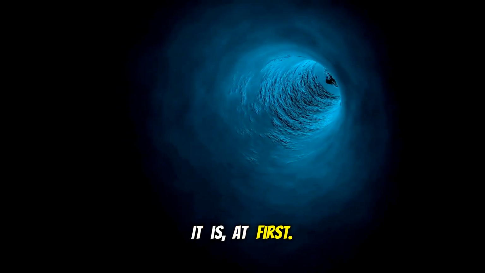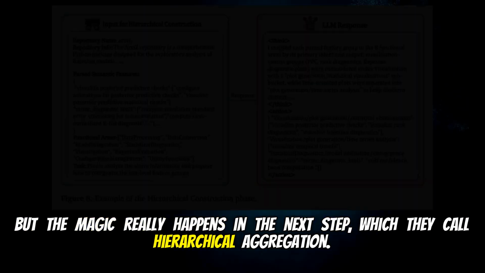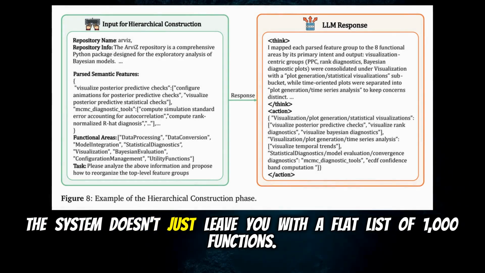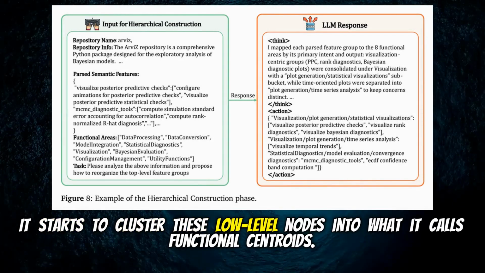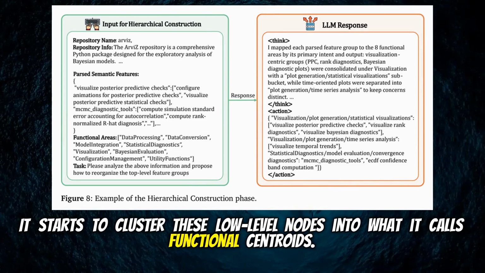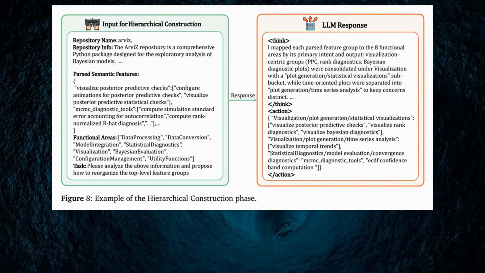It is at first, but the magic really happens in the next step, which they call hierarchical aggregation. The system doesn't just leave you with a flat list of 1,000 functions. It starts to cluster these low-level nodes into what it calls functional centroids. Functional centroids. Okay, break that down for us.